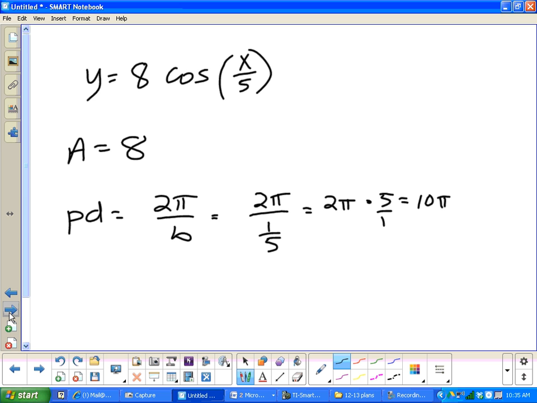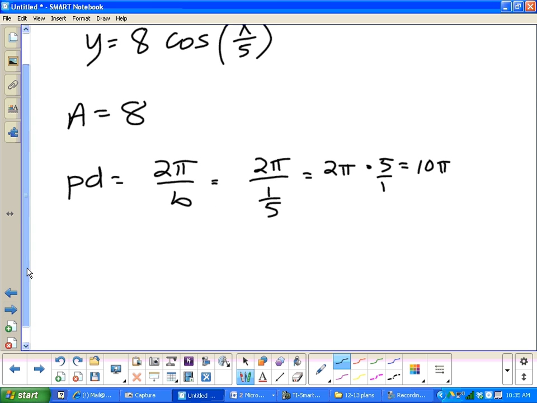Notice a fraction is going to make the period lengthen out. It's going to make it a lot longer when you have a smaller number out in front. When you have a bigger number, it's going to make the period shorter. Now, on our graphs, you're not going to be able to tell because all we do is change the numbers. All right, let's draw it.